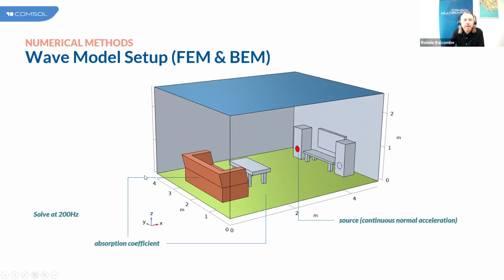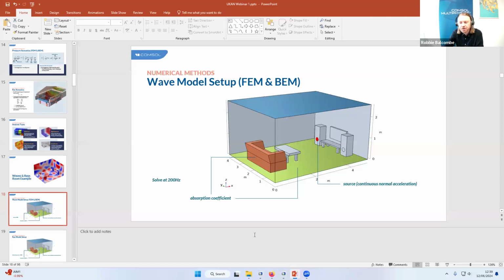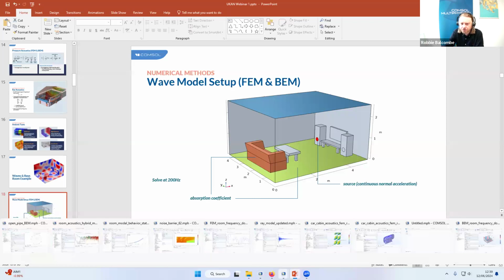So we have some absorption characteristics for the carpet and the sofa. The rest of the walls of the geometry will be modeled as rigid boundaries, i.e. perfectly reflecting boundaries. And we have an acoustic source here that will be specified using an acceleration. And this will be computed at a frequency of 200 hertz. So I'm going to come out of the slides and move across to the COMSOL software.